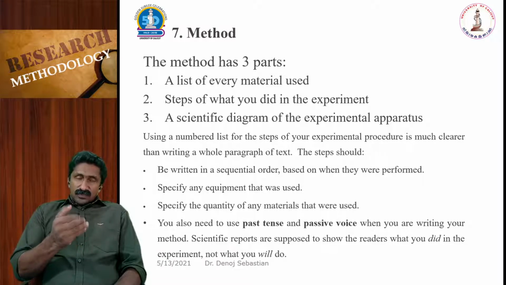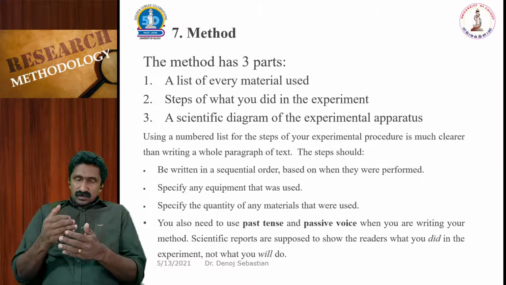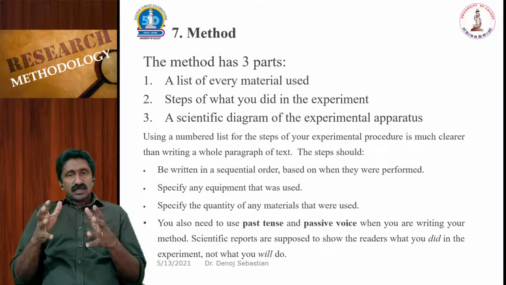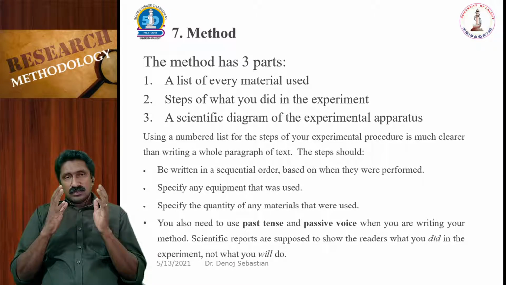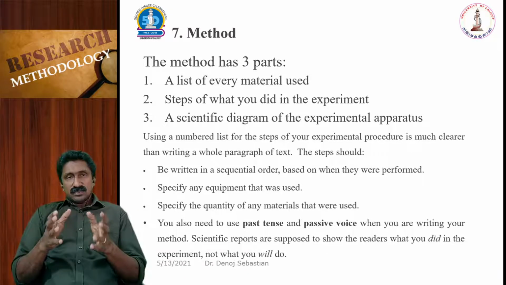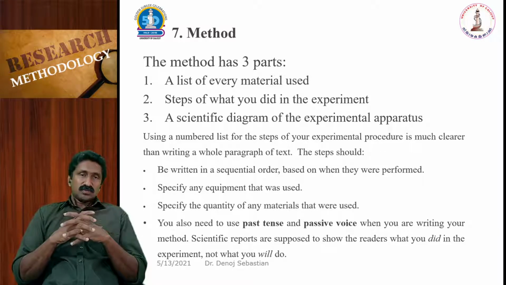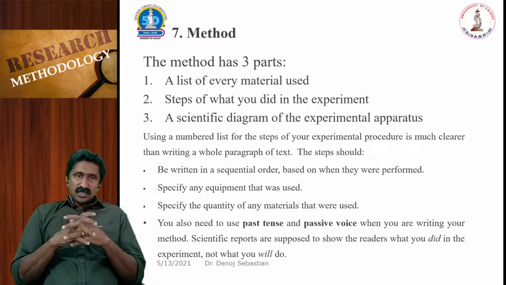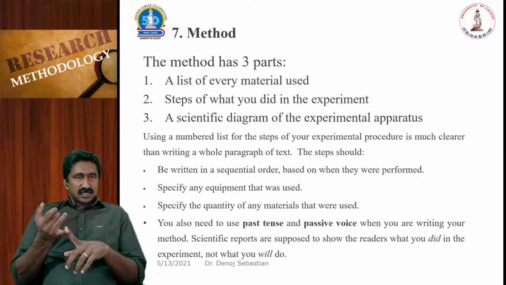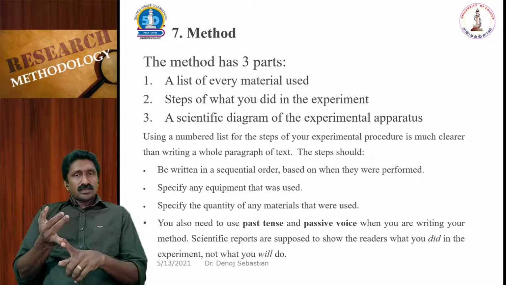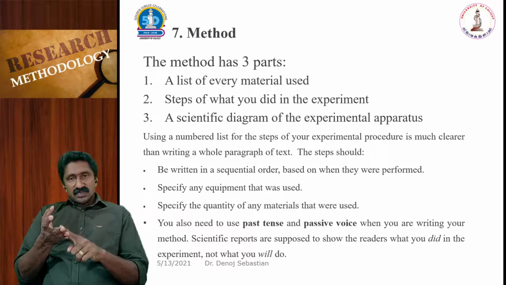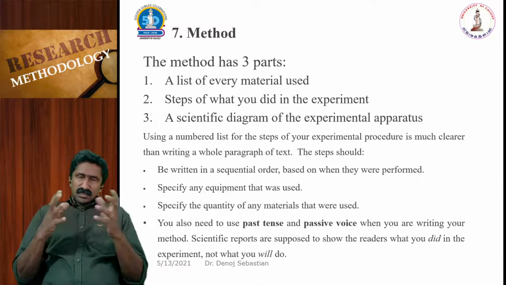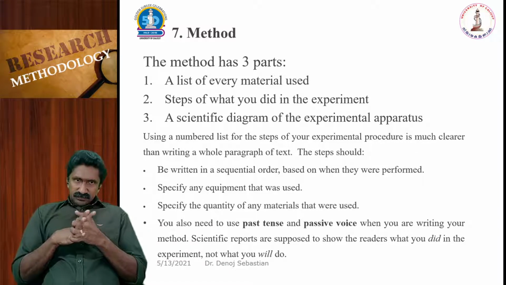Now, after the aim and objective, or aim or objective, the next part is the methodology. Whenever you are addressing the methodology, you have to take this hazard into consideration. That risk assessment should be there while preparing the methodology. Methodology or method has three parts generally: a list of every material that is used, steps of what you did in the experiment, and then the scientific diagram of the experimental apparatus. So these are the main components that can be incorporated in the methodology part.